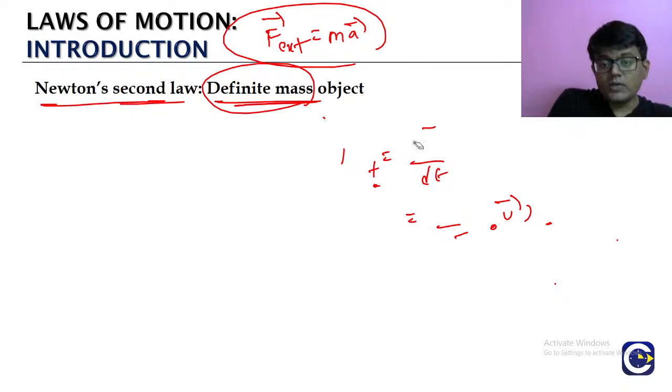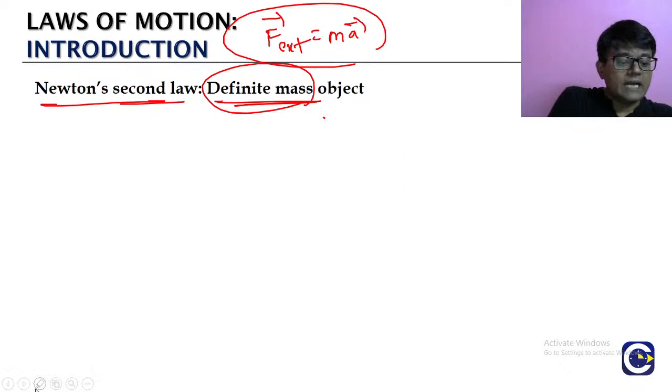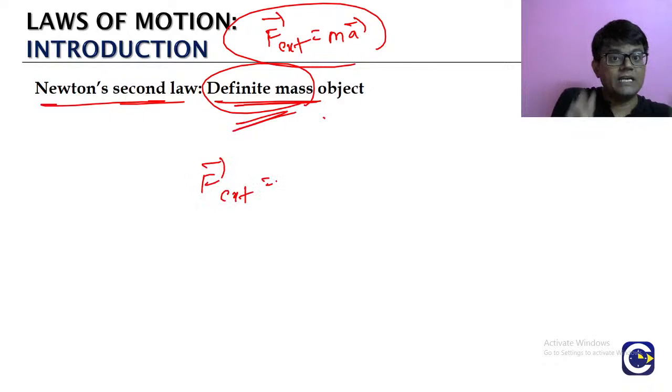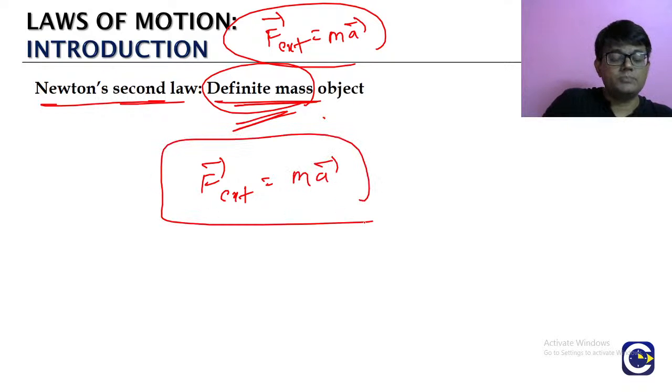Okay, before we go to the variable mass system, we'll do some sample questions based on this definite mass kind of system. So what is the formula we have? Force acting on any object having a definite mass will be equal to mass times acceleration of the object. This is what we'll generally use as the Newton's second law statement in case of definite mass objects.